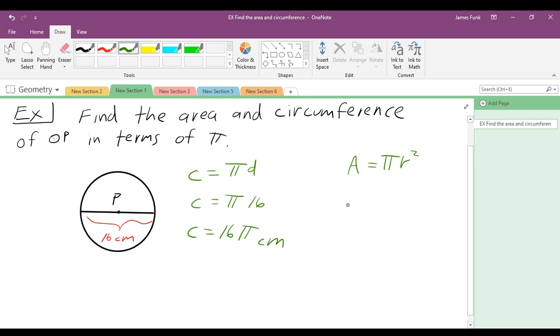For the area of that circle, the formula calls for area equals pi r squared, so we need to know the radius of the circle. The radius is half the diameter, so the radius is 8 centimeters, so we're going to have pi times 8 squared. But we're going to write that as 64 pi, putting that pi at the end. And don't forget, we need units, so that's 64 pi square centimeters.